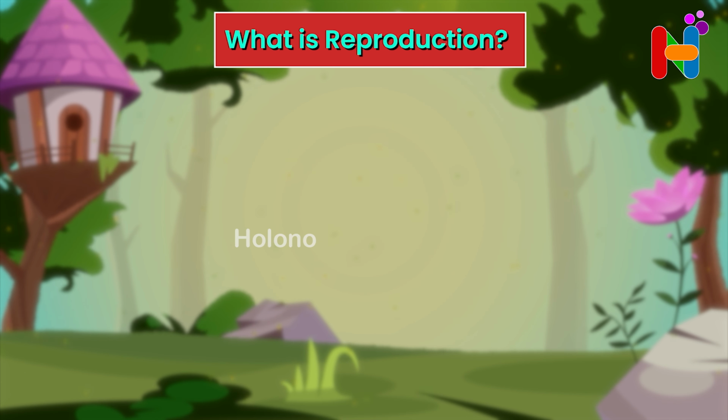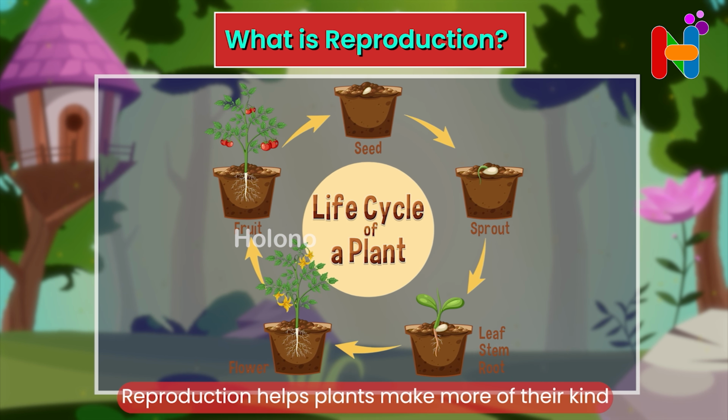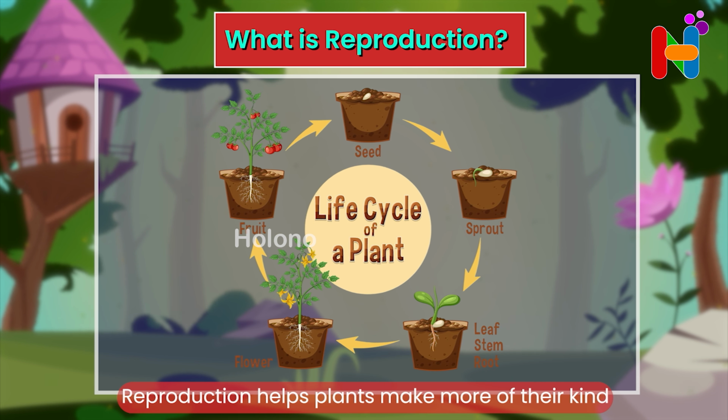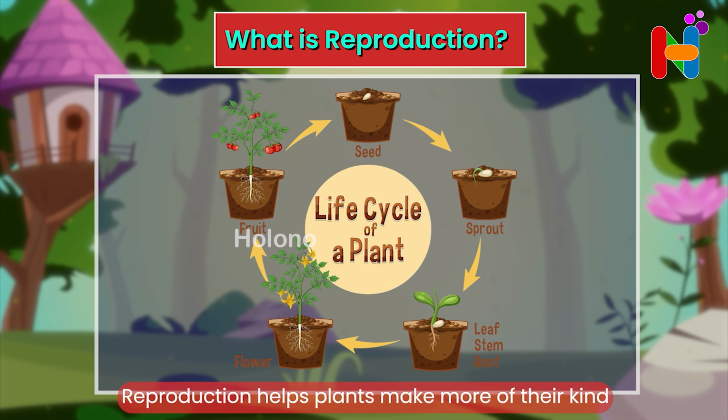What is reproduction? Reproduction means making more of the same kind. It helps plants continue their life and grow in number. Without reproduction, plants would disappear over time.